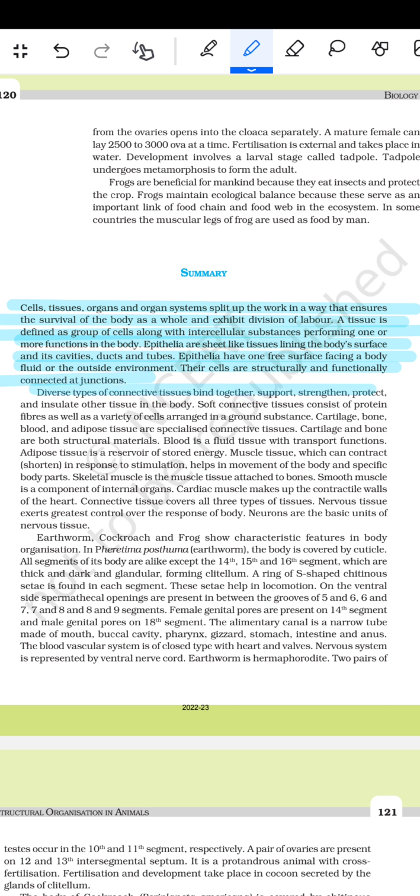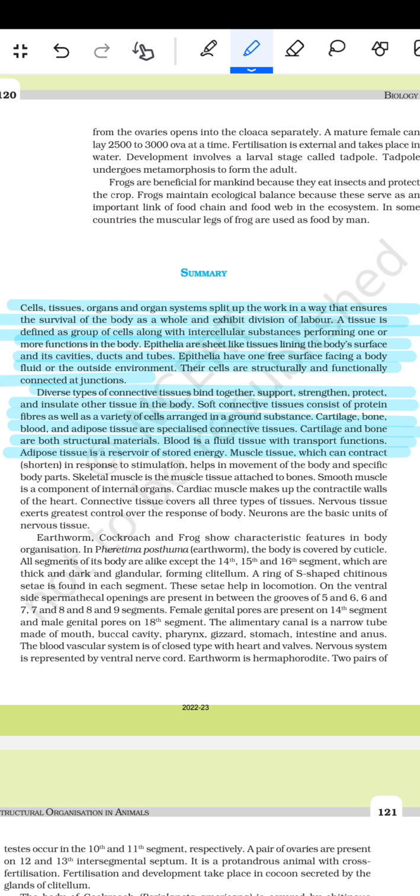Diverse types of connective tissue bind together, support, strengthen, protect, and insulate other tissues in the body. Soft connective tissue consists of protein fibers as well as a variety of cells engaged in the ground substance. Cartilage, bone, blood, and adipose tissue are specialized connective tissue. Cartilage and bone are both structural material. Blood is a fluid tissue with the transport function. Adipose tissue is a store of energy.